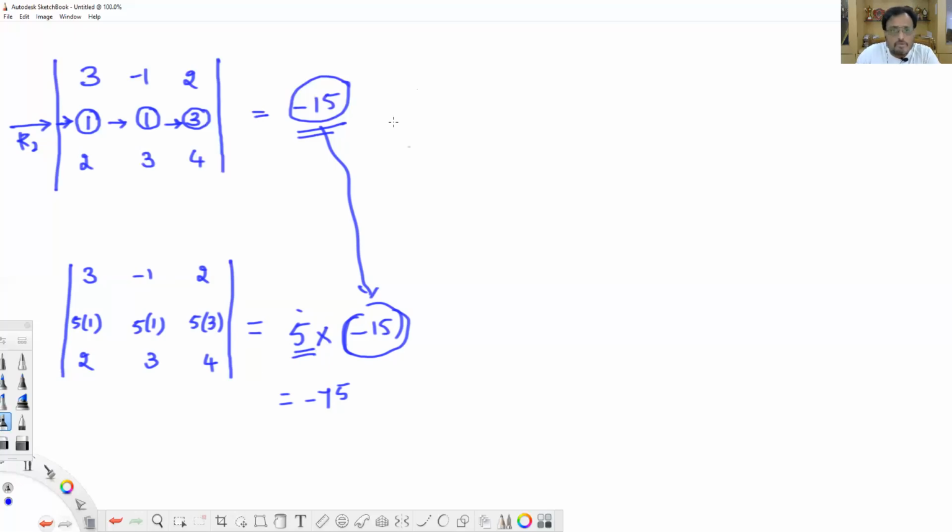Again, I'll give you one more example. Suppose the rows are 1, 1, 2; 3, 4, 5; and 5, minus 1, 3. Suppose this is the determinant I've given. Just think that the value of this determinant is, say, 2. Don't think that it's correct; if you expand it, it may be wrong also. Just think that it is 2.